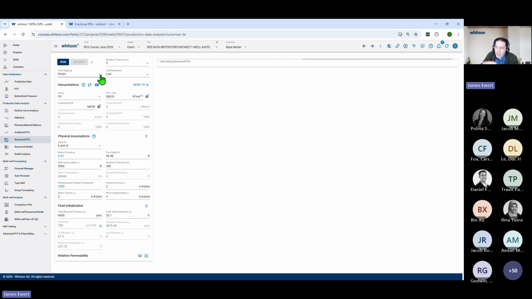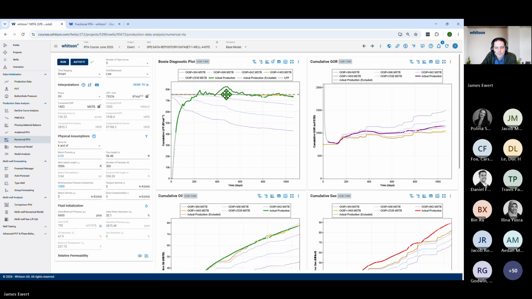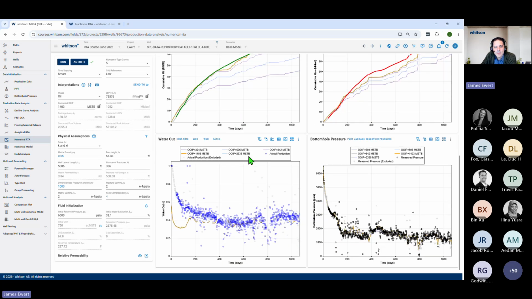Now, when I click run, I'm going to have to change that line on the buoy plot again. So I'm going to do that again. I'm going to bring it up like this. So now my oil's matched. My GOR improved a little bit there, which is great. And you can see that my water's matching just fine.